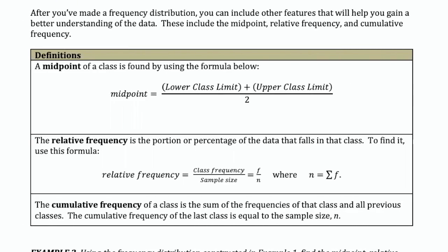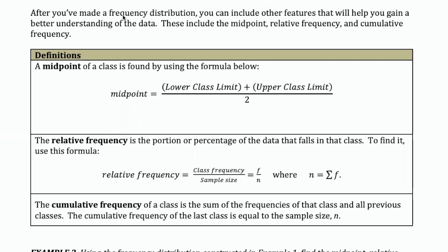We are still working in section 2.1. So as I said, the features that we can add that will give us more information about the data are the midpoint, the relative frequency, and the cumulative frequency. These definitions and their related formulas are found below.